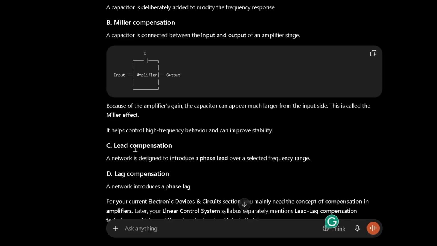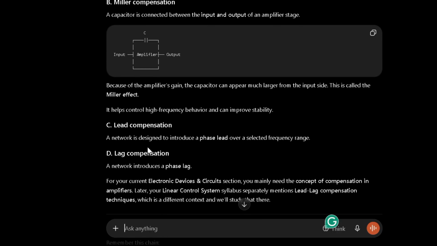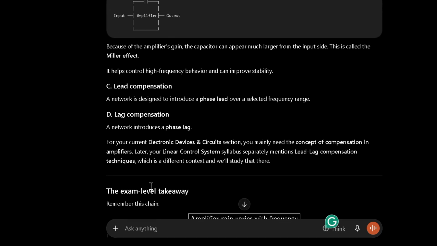Lead compensation: a network is designed to introduce a phase lead over the selected frequency range. Lag compensation: a network introduces a phase lag. For your current electronics course you mainly need the concept of compensation. Later, in linear control systems, lead and lag compensation techniques are mentioned separately, which is a different context.